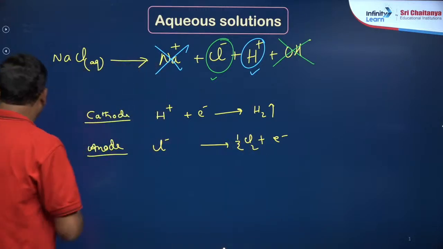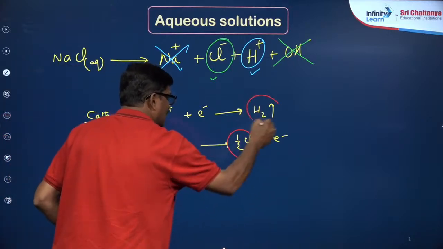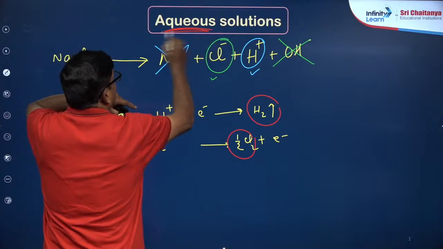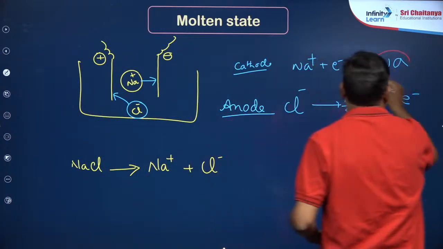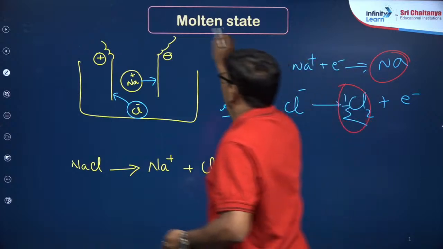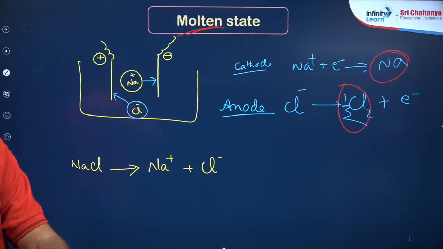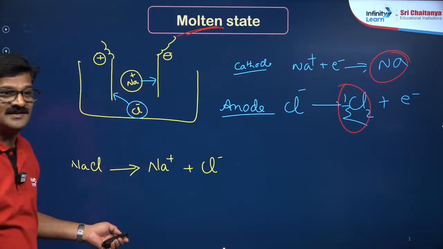So the products generated are chlorine gas and hydrogen gas in the aqueous media, whereas sodium metal and chlorine gas in the molten state. That is the difference you need to know, my dear students. Hope you understand.